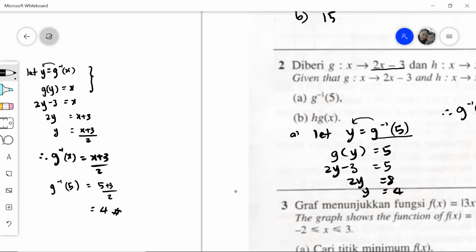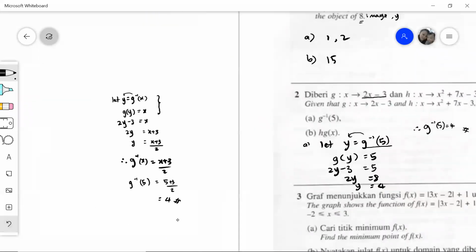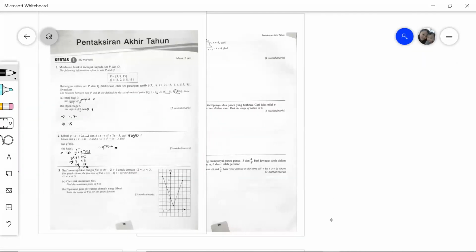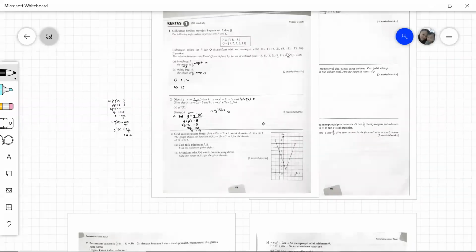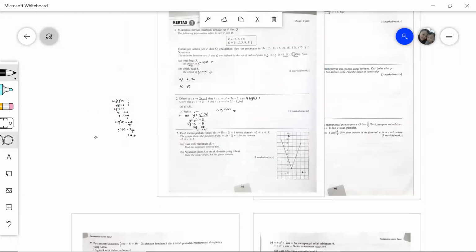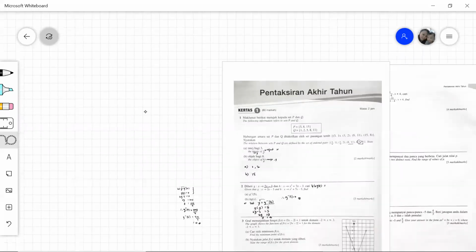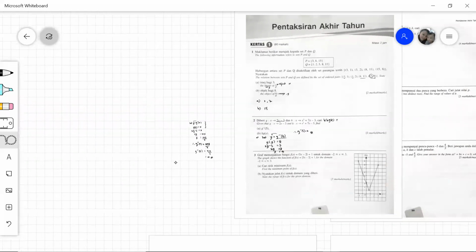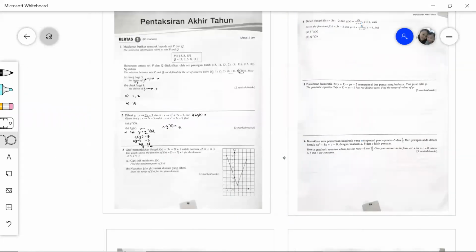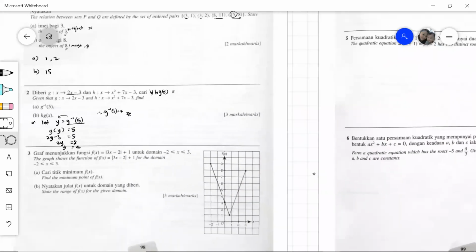Okay. Now next, okay, the next part will be, okay, what did I do? Oh, I'm going to adjust. All right, now next we look at the hg(x) stuff.